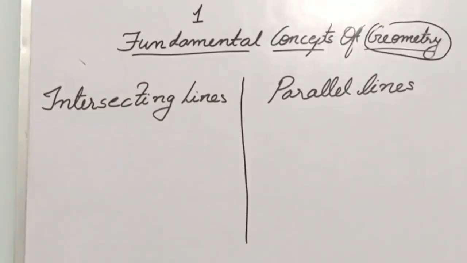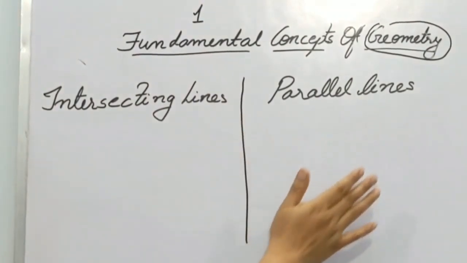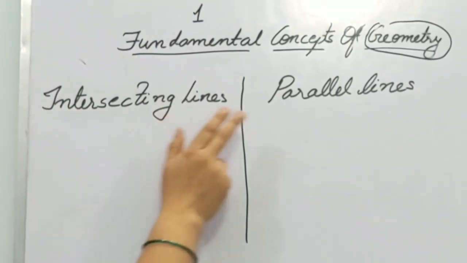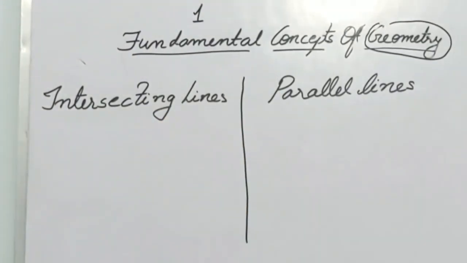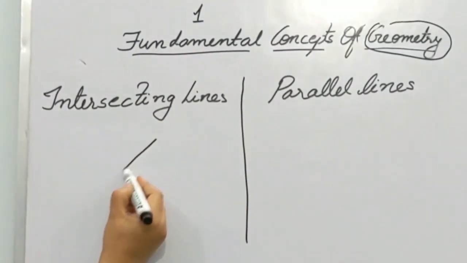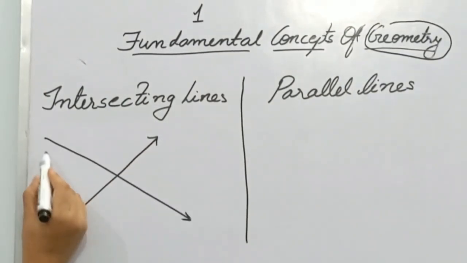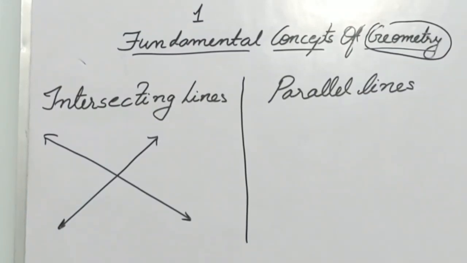Next topic is lines. Intersecting lines, parallel lines. Whenever we draw two lines on a plane, there are two possibilities. Either the lines are intersecting lines or parallel lines. So let us define intersecting lines. When two lines meet at a point or intersect at a point, then they are called intersecting lines.